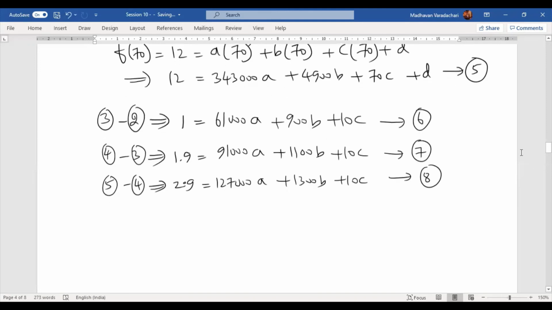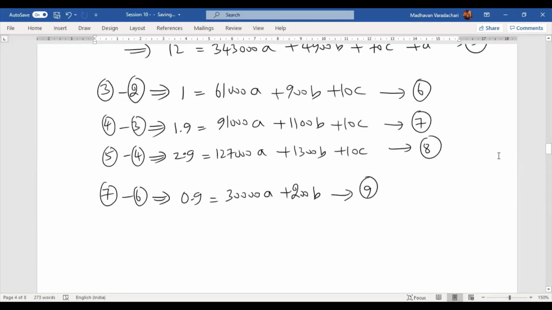Now, if I subtract the 7th equation minus the 6th equation, what will happen? 1.9 minus 1 is 0.9, which is equal to 91,000 minus 61,000, that is 30,000 A, and this is 1100 minus 900, 200 B. Why did I decide to do 7 minus 6? Because I know 10C, 10C will get cancelled. Similarly, if I do 8 minus 7 also, 10C, 10C will get cancelled. Here 10C, 10C gets cancelled. Let me call this the 9th equation.